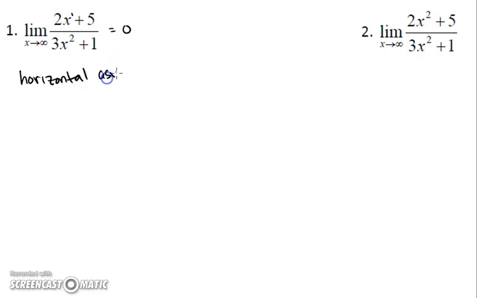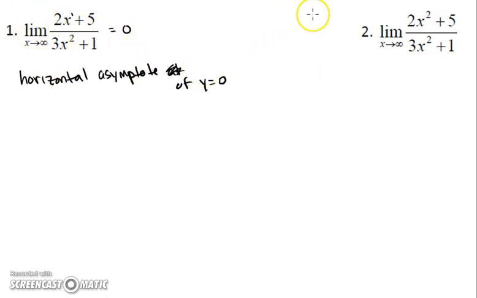of y equals 0. So there's two ways that AP can ask it. They can ask you just to find this limit, or they might say, what is the horizontal asymptote of the function? They're both asking for the same thing, this limit here.